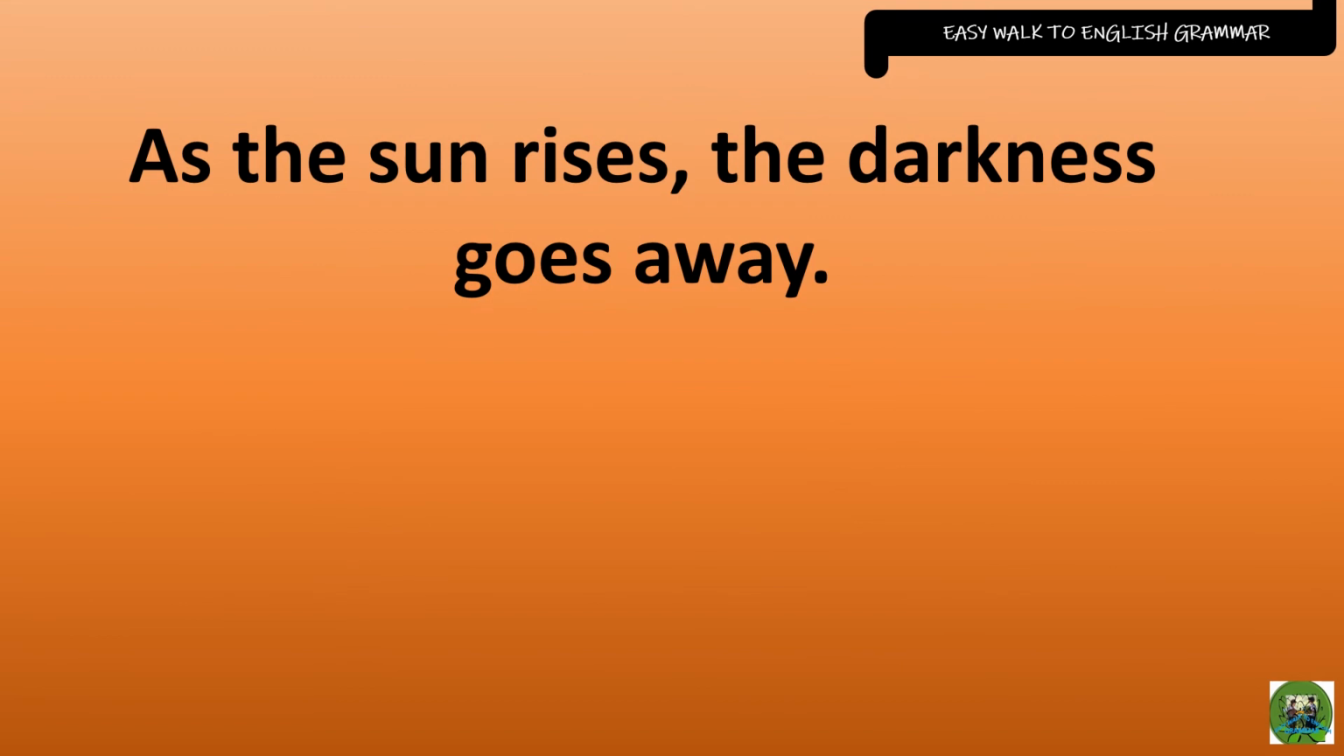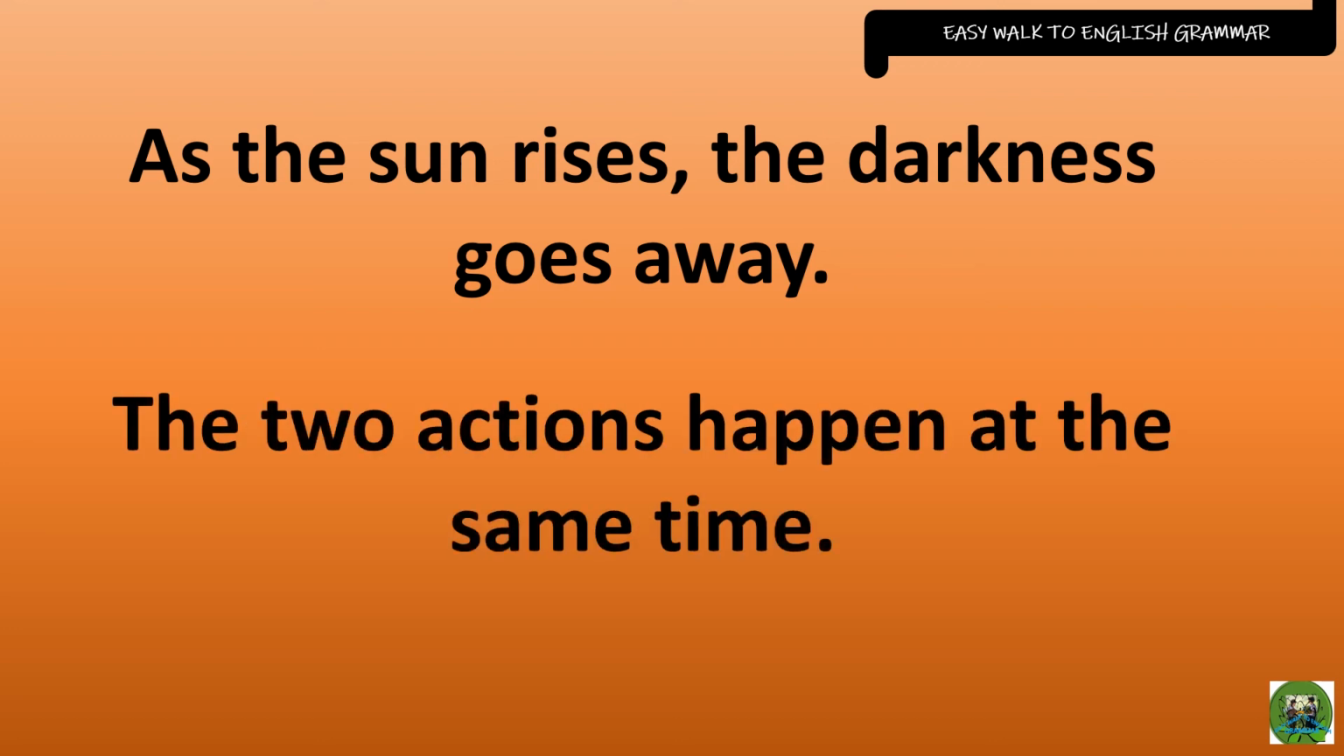But in this sentence, as the sun rises, the darkness goes away. We used the same sentence, but we changed the word when to as. And what change in the sense can we find out? The two actions happen at the same time. As gives us the indication of two actions happening at the same time. As the sun rises, the darkness goes away.